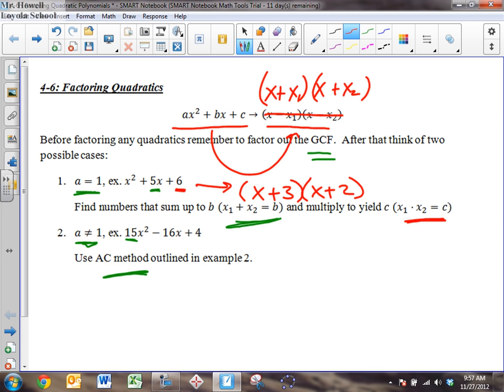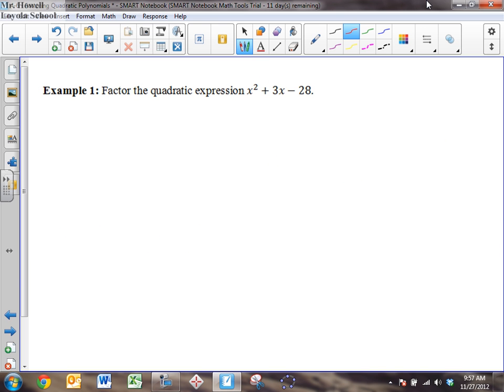Now, how do you know if a equals 1 or a is not equal to 1? Based on the problem. You'll be given a problem and you'll see. If a is 1, if there's a 1 in front, you just do this. Okay. If not, then we have to learn what AC method is. All right. Okay? Let's go to the next slide. So what we're going to do is we're going to start with an example. Okay. So let's look at the first one, factor the quadratic expression.